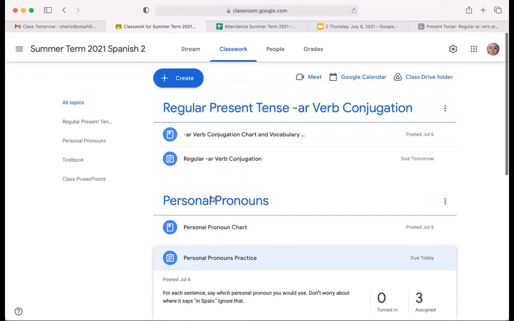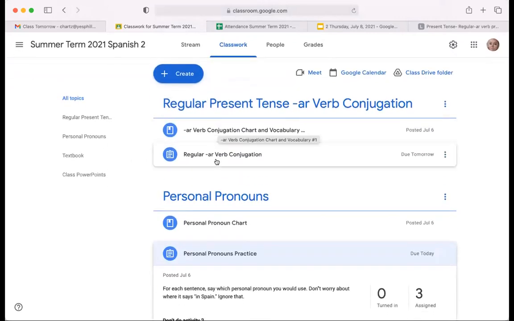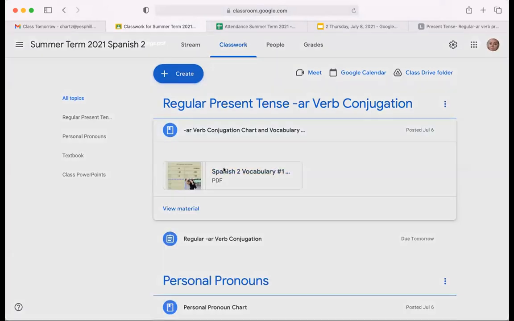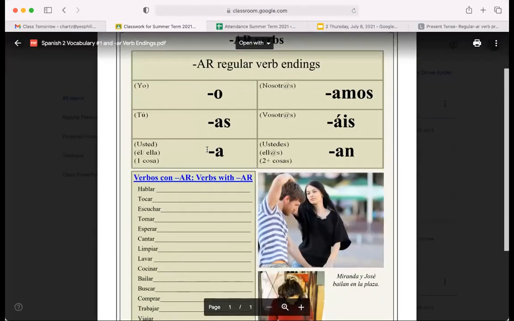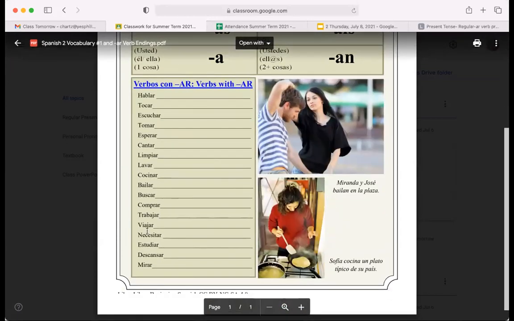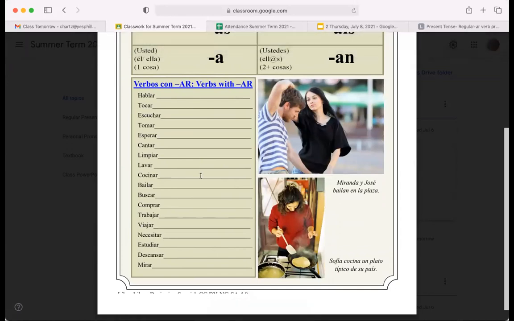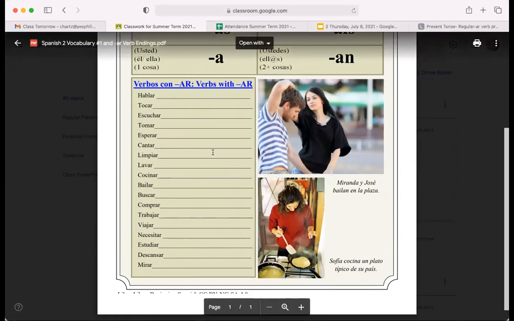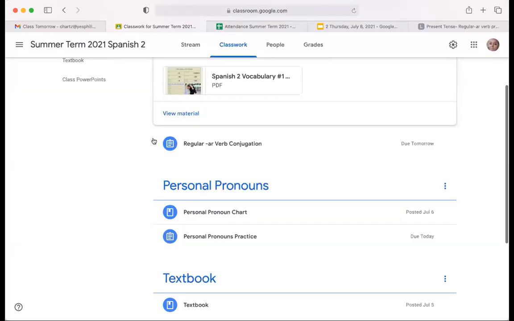I did put this one on here, but whenever you get it done is okay. This is just material. This is just the AR verb chart, which is the same thing that's in the PowerPoints. And these are the vocab words right here. For some reason they don't have the English in the textbook, so you can just use the PowerPoint for that. I am going to write up a Word document with the vocabulary in it and put it on Google Classroom. I just haven't gotten a chance to do it yet, but I'm going to.